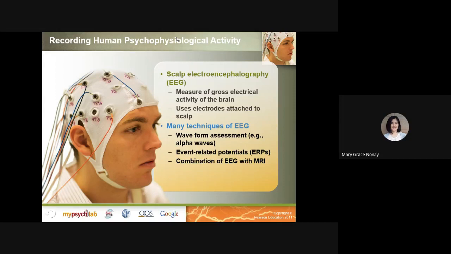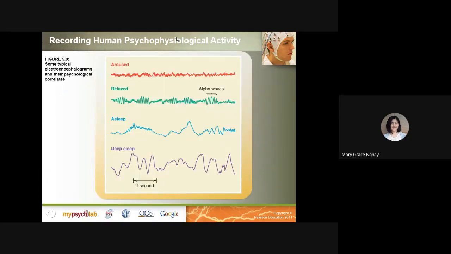So ayan. Other ways to use EEG is waveform assessment by looking into the alpha waves. We also have ERPs, the event-related potentials, and the combination of EEG with MRI. I believe one of the most used technologies in biopsychology and in neuroscience is EEG and also the fMRI or MRI. Okay, so here's an example of EEG and psychological correlates. So here it's the sleeping, no? Or when we are awake or relaxed. Okay, so yan. And we will have more in-depth of those in other topics.